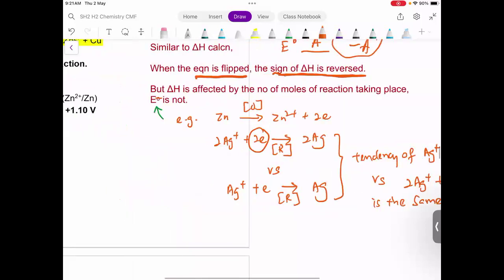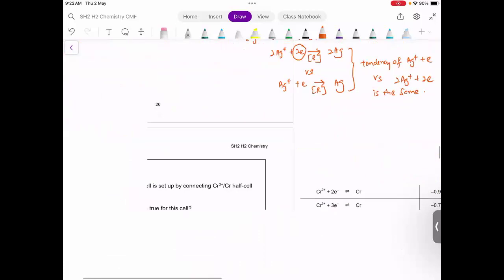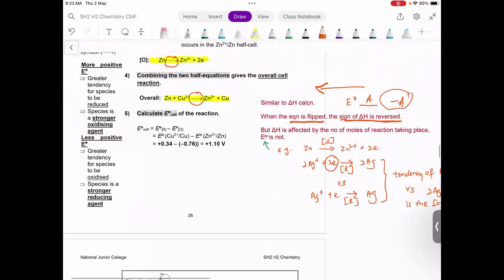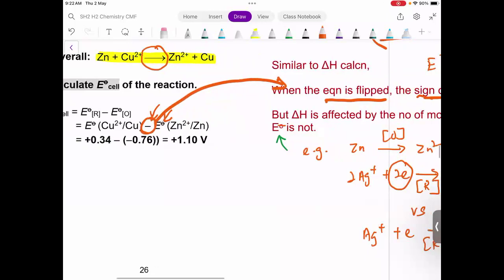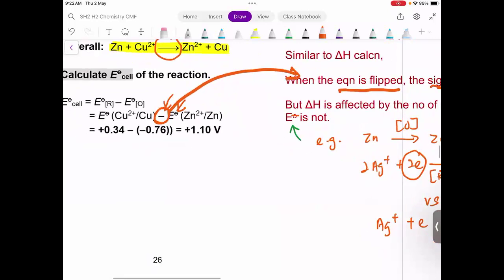Can? All right, so if not, you just memorize. It's different. Please take note, the negative sign here is to reverse the E naught value, because we are minusing the oxidation process. So that is to reverse the value, the magnitude. The minus sign is to flip the value. Am I clear? Okay, so I move on.